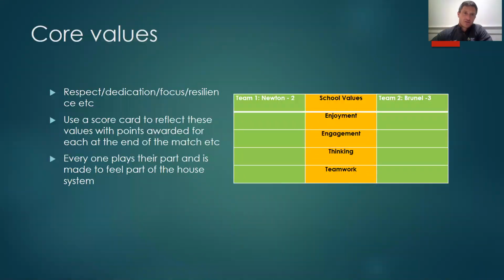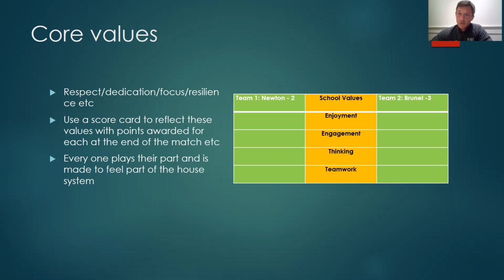So if we go to our core values, we spoke earlier about trying to promote those core values. So why not, let's say you have your students play a game of dodgeball. At the end of the game, you could do the score. So if we look here, Newton got 2, Brunel got 3, and then you could grade each team based on the school values. I've made these up, but let's say your school values were enjoyment, engagement, thinking, and teamwork. Then what you might do is grade each team out of 5 for those core values.